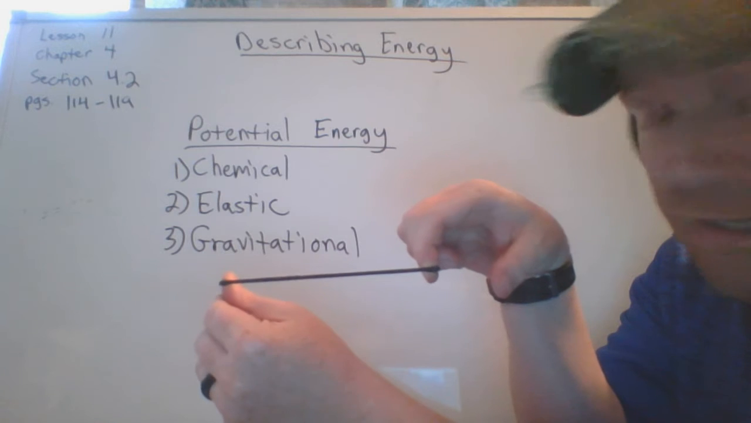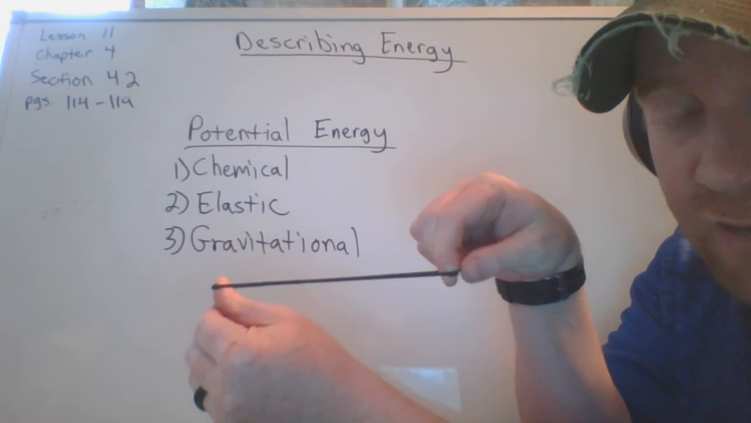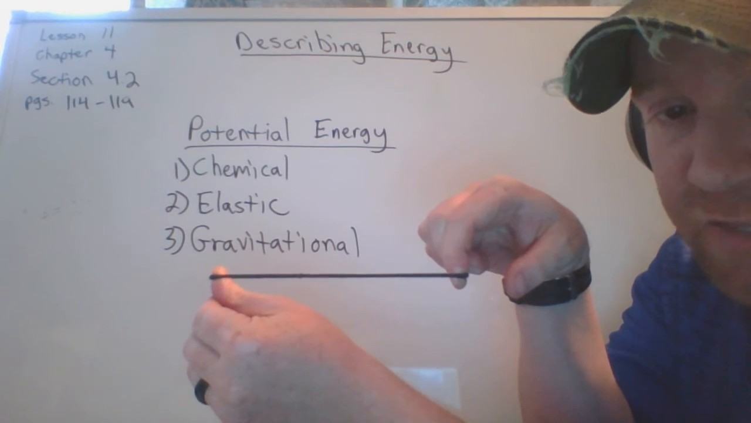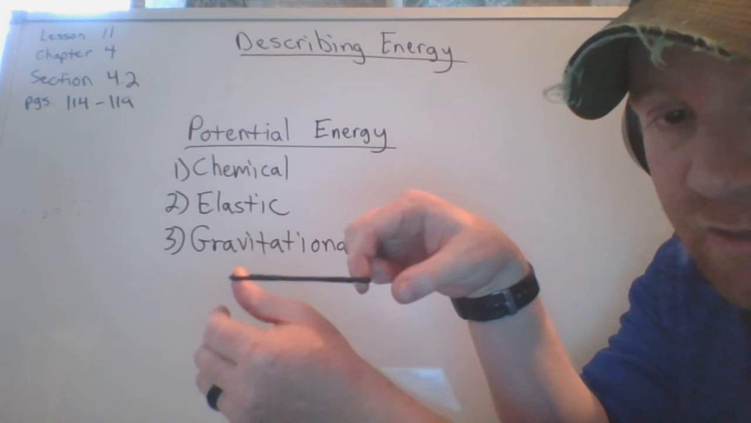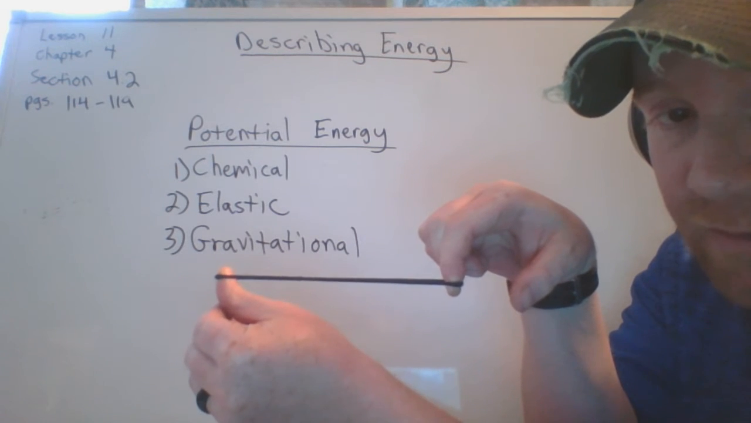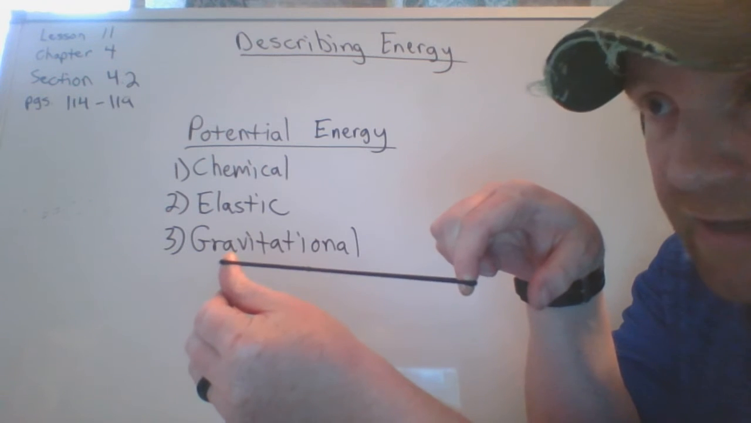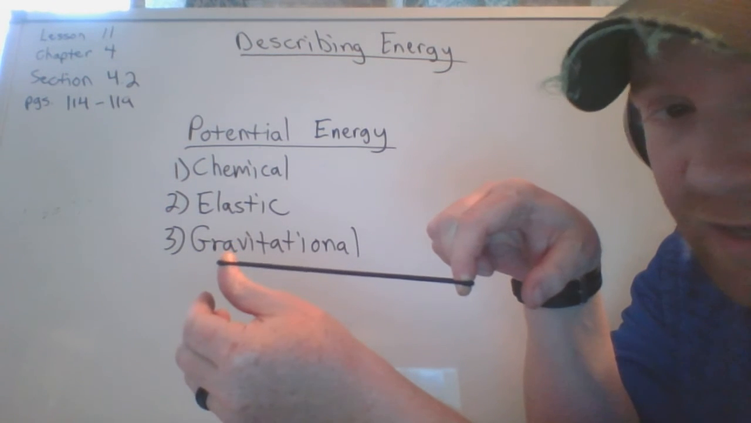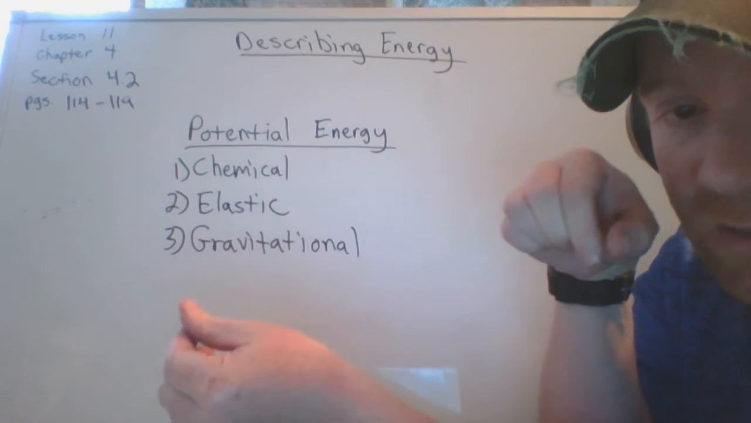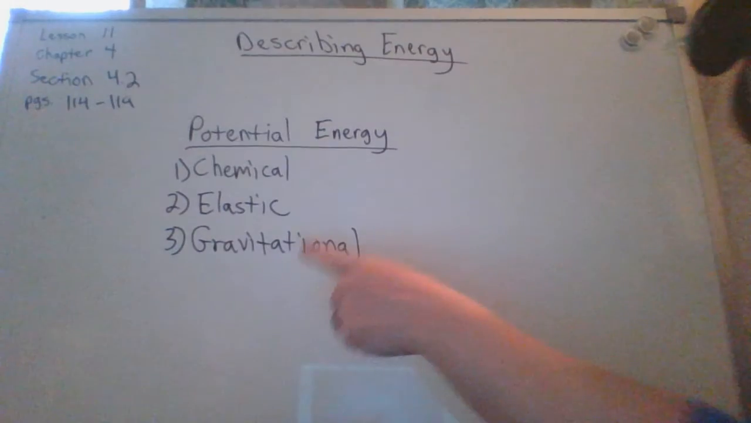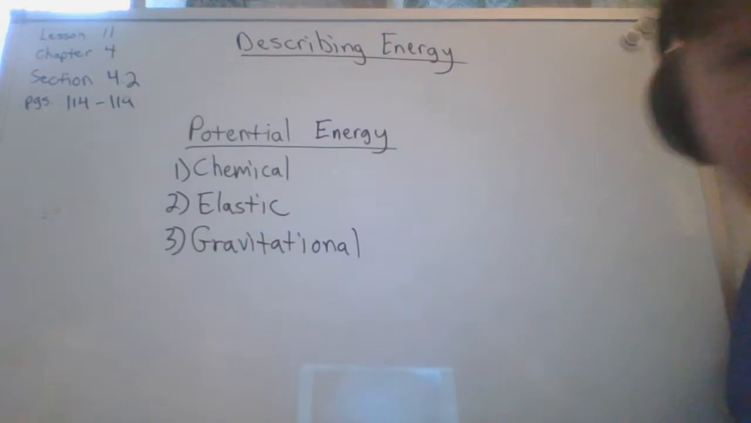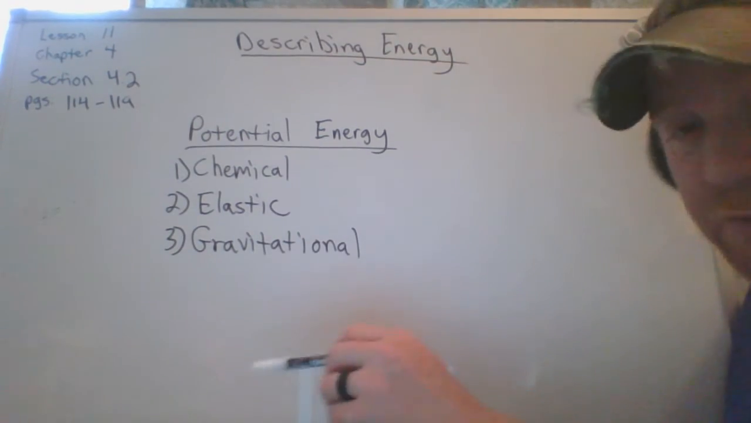Hopefully my dog doesn't eat it, but notice there is a very large amount of elastic potential energy in this situation versus this situation. It's still stored. There's no motion yet, but when that is transferred into kinetic energy, there's quite a bit of elastic potential energy in this particular situation. There it goes. The last one is gravitational potential energy, which basically depends upon an object's position.